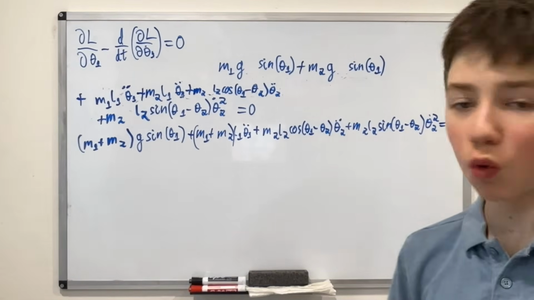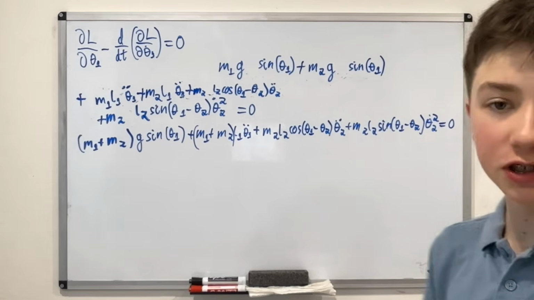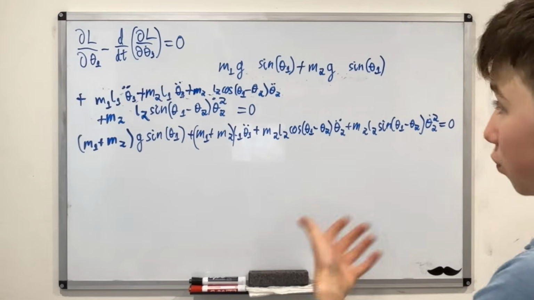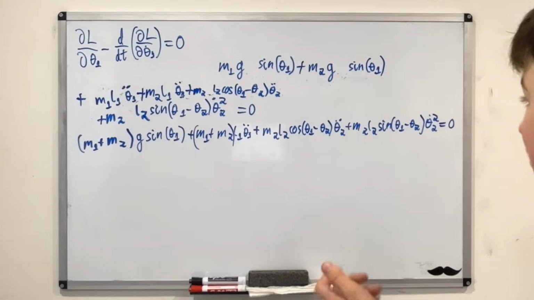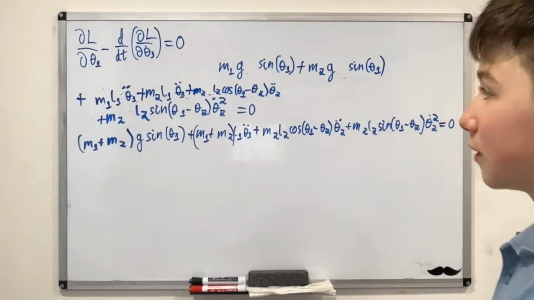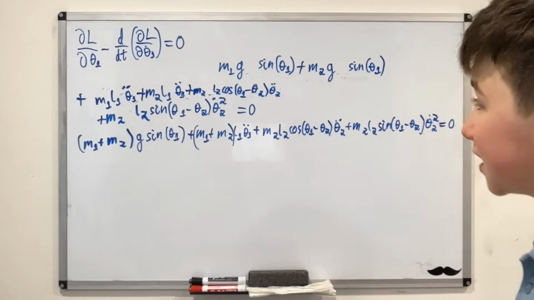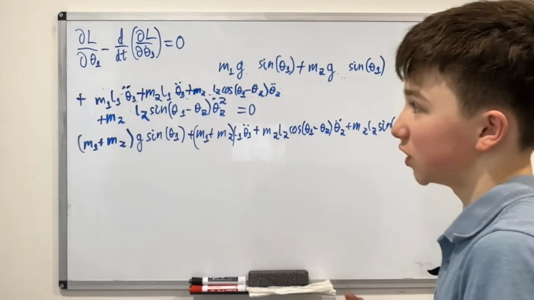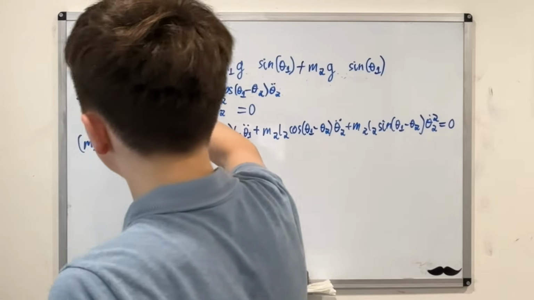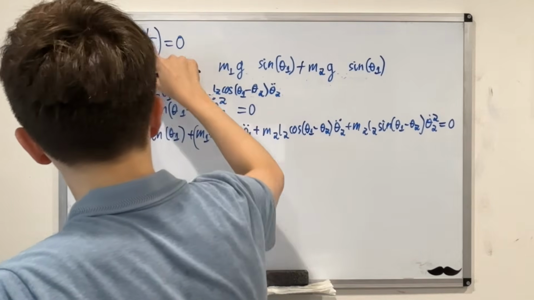So you can see that it took quite a bit of calculation because this is a complex system. But with the Newtonian approach, it would have taken even more time and effort. So now that we understand how this works, let's use basically the same process to find the second equation of motion, where we replace the theta 1 with theta 2.